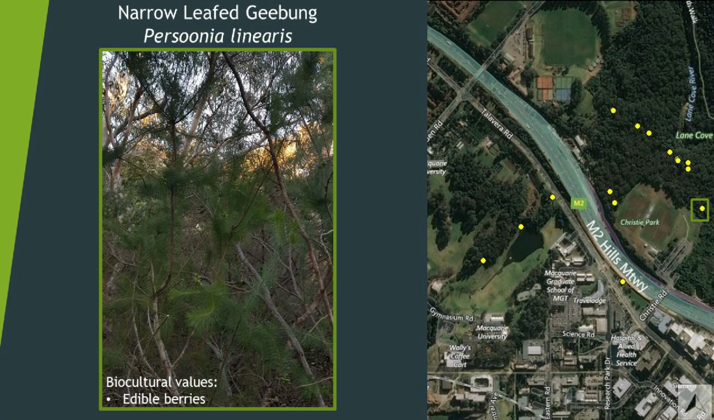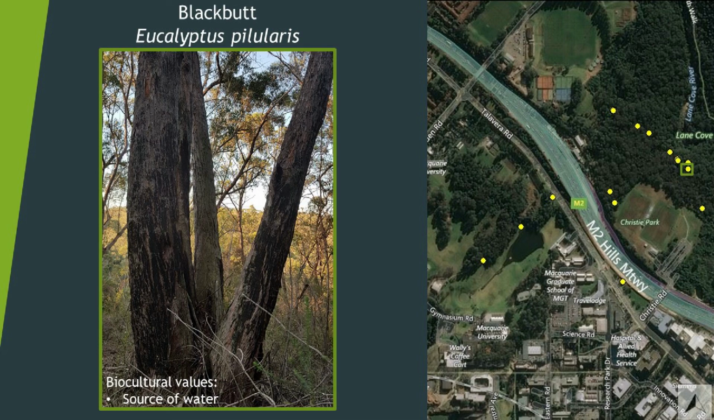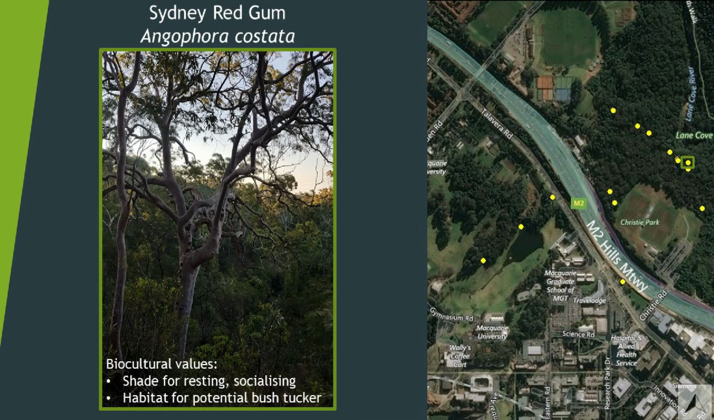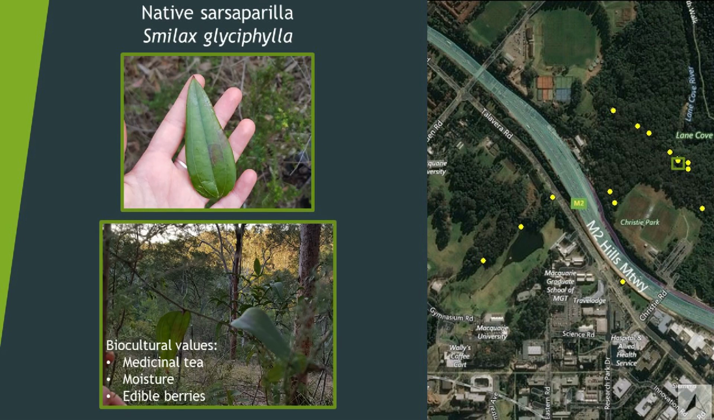The geebung produces small berry-like fruits that can be eaten when ripe or fallen to the ground. This specific blackbutt could potentially have a biocultural value as it is split into 4 trunks, which creates a depression for collecting morning dew as a water supply. The red gum is valued for its great shade and hollows which accommodate many animals for bush tucker. The leaves of the native sarsaparilla can be chewed for moisture to prevent dehydration or be used as a tea infusion to strengthen immune systems and fight colds.